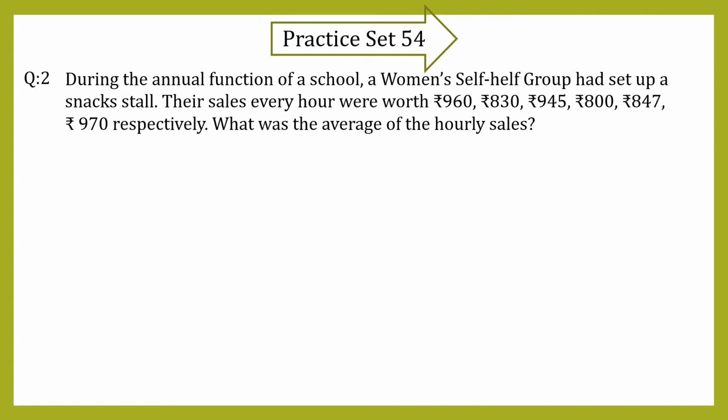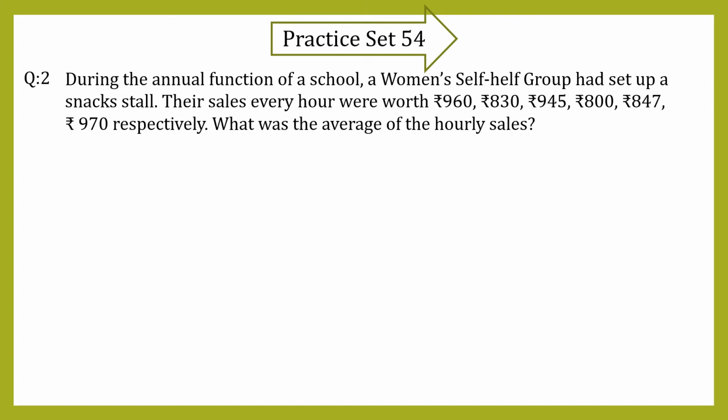Their sales every hour were worth rupees. In the first hour, their sales was 960. In the second hour, it was 830. In the third hour, it was 945. And similarly, in the fourth hour, 800. Fifth hour, 847. And sixth hour, it was 970. What was the average of the hourly sales?